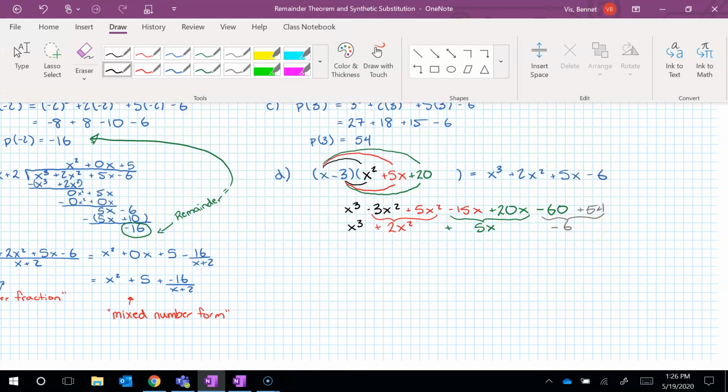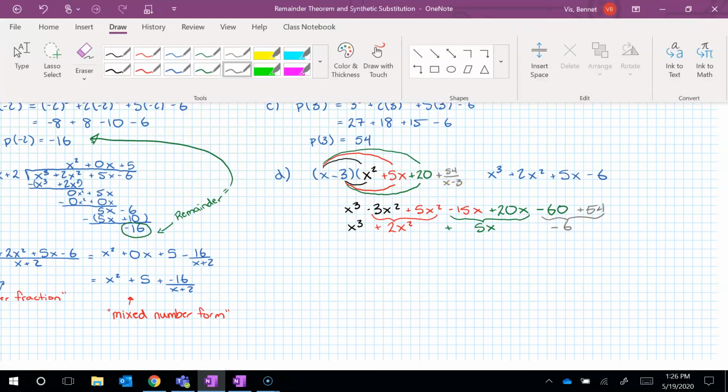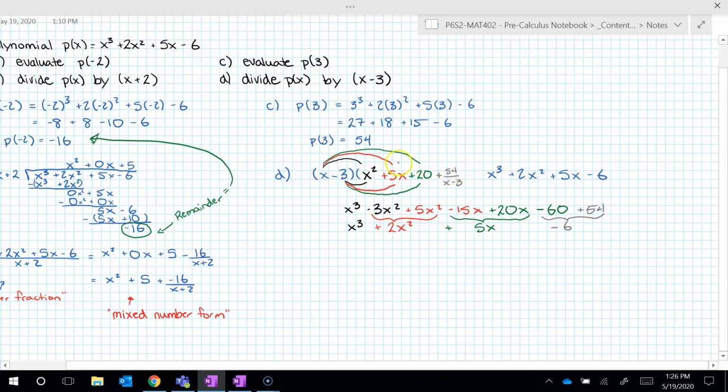Well, how am I going to make a negative 54, or sorry, a positive 54 here? There's no way to get just 54 with this unless I do this. I write this as plus 54 over x minus 3, because if I did this whole term times that thing, my x minus 3's will cancel out, and I would just be left with the 54 there. So I'm not doing 1 and 2, I'm doing this holistically. I'm doing this whole thing, 54 over x minus 3, times the quantity x minus 3.